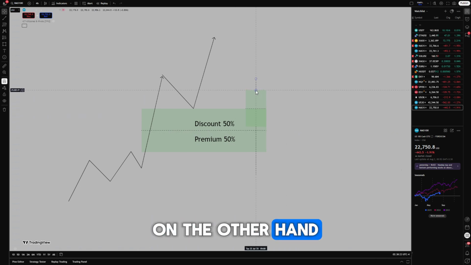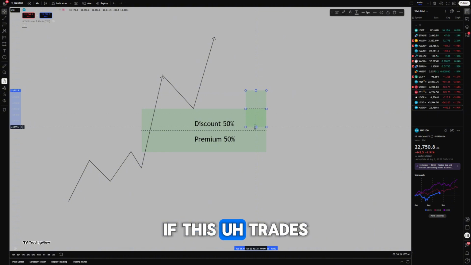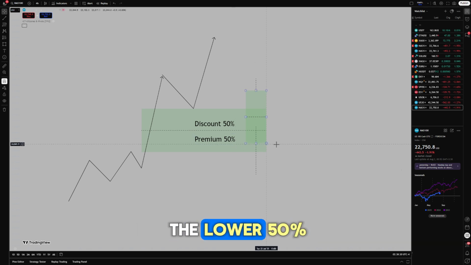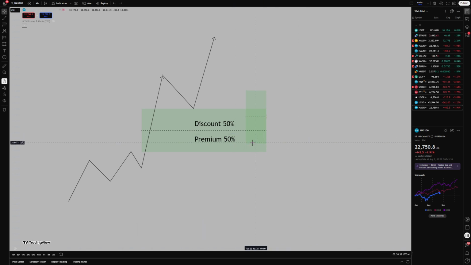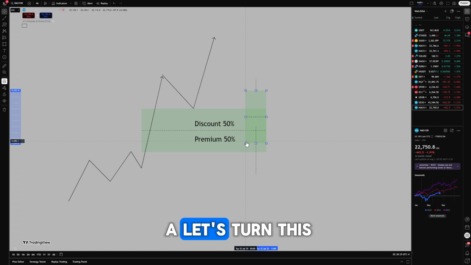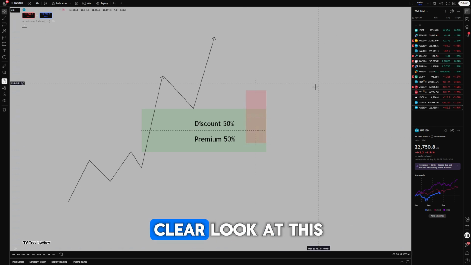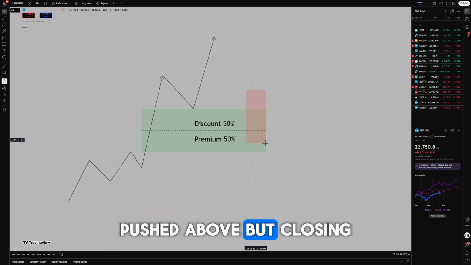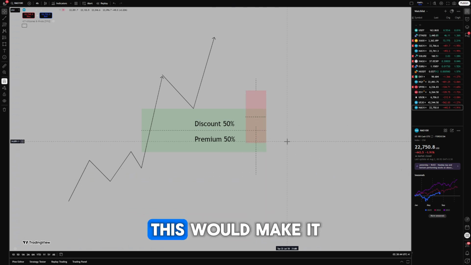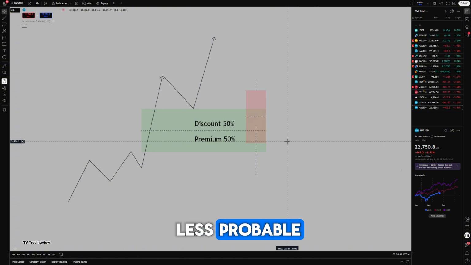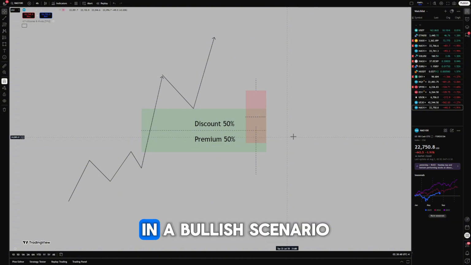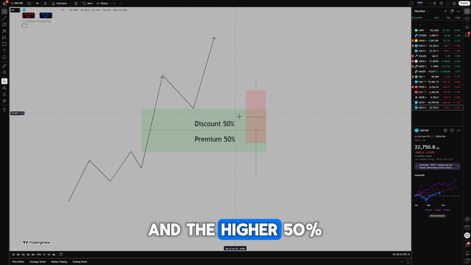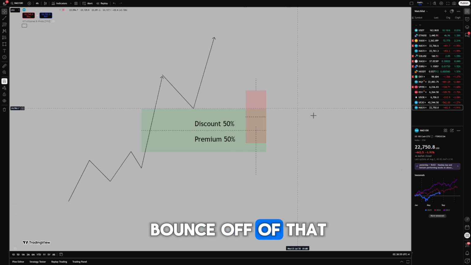On the other hand, if this trades into this, closes inside the lower 50%. Now, let's turn this into a red candle so it's more clear. Look at this. Price traded all the way back down, pushed above, but closed in the lower 50%. This would make it less probable for the fair value gap to be held. In a bullish scenario, we would just want to see the gap get tapped into in the higher 50% and for price to bounce off of that.